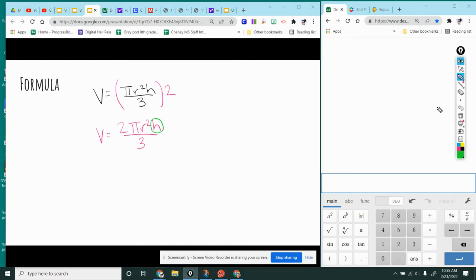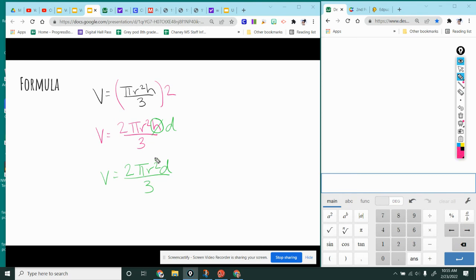So I'm going to start by changing this h to a d. Okay, that looks good, right? We're going to have 2 pi r squared d over 3. That looks good, right? Well, we noticed in class that that kind of bugged us too.